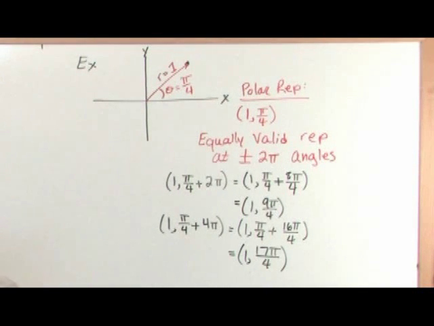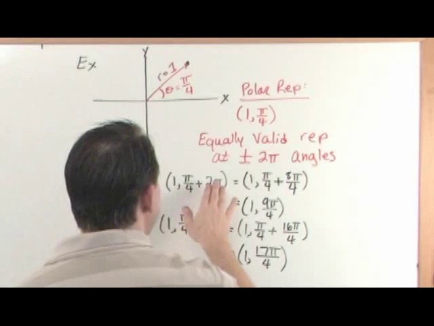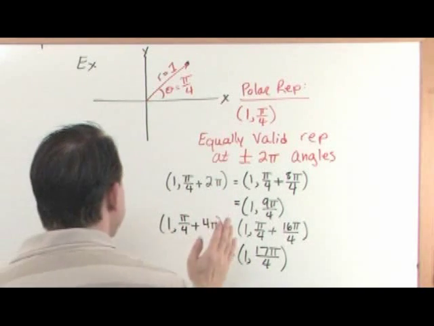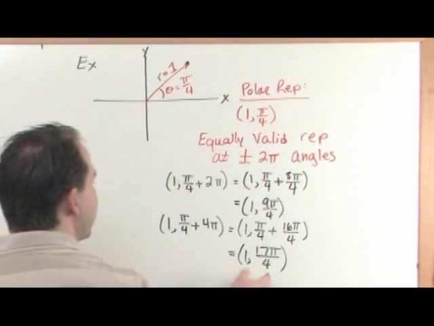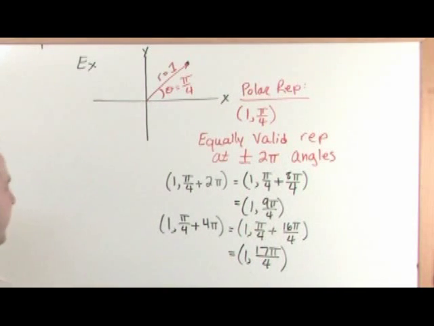So any polar point you have, you can always add any multiple of 2 pi, 4 pi, 6 pi, 8 pi, and so on. You can also subtract them the same way I'm doing here, and you'll get different points, but they're all going to represent the same thing.